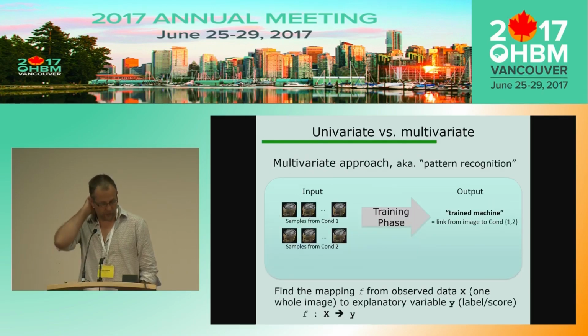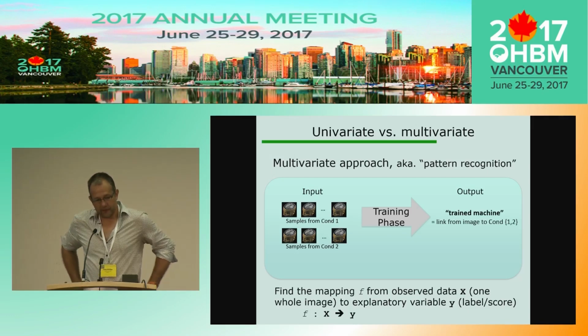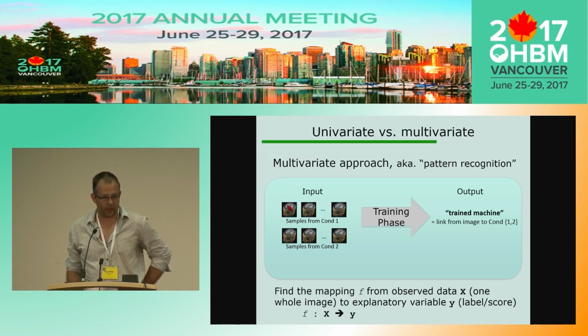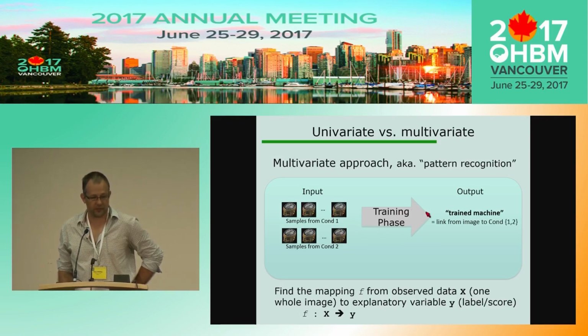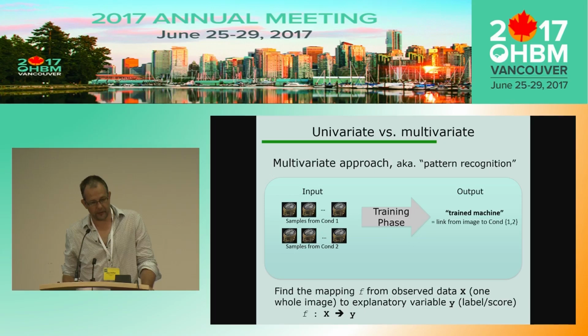Now, when we go for the multivariate approach, it's kind of taking things the other way around. Here, the idea is you go from samples, and we consider a sample as the whole brain. So you have a few samples in one condition, a few samples in another condition, and you train a machine to find the link from the images to the conditions. While for the univariate approach, you go from the condition and you find the link to the data. So what we are really doing is finding this mapping from the observed data in order to predict something.